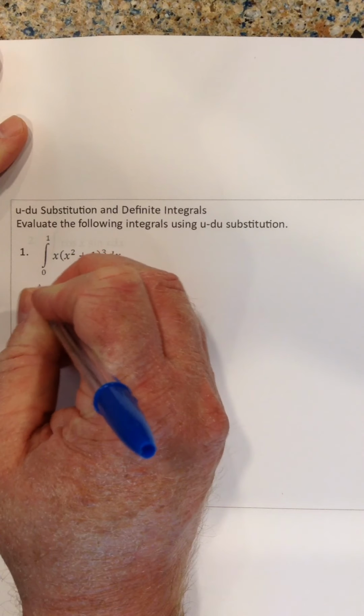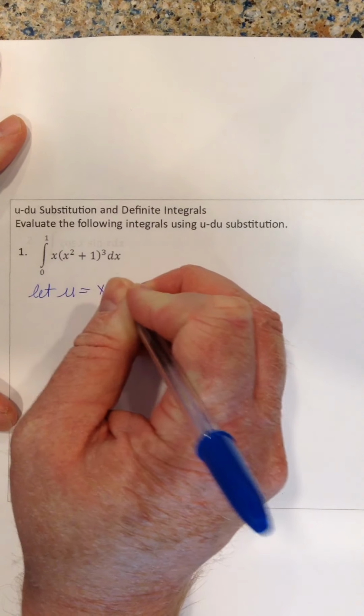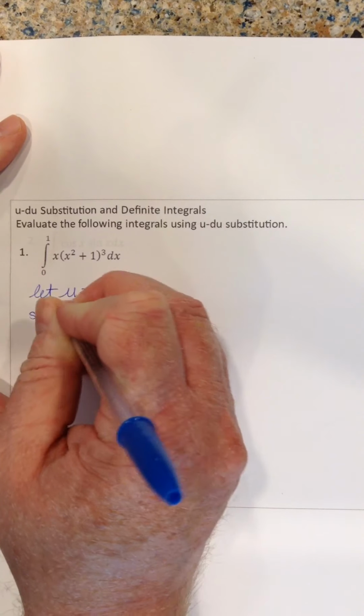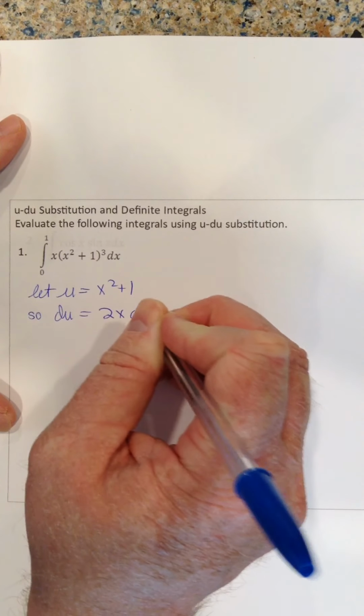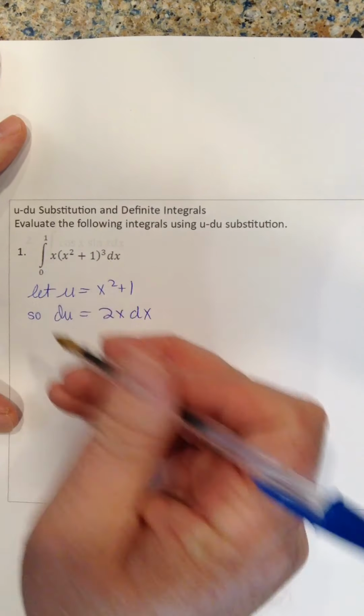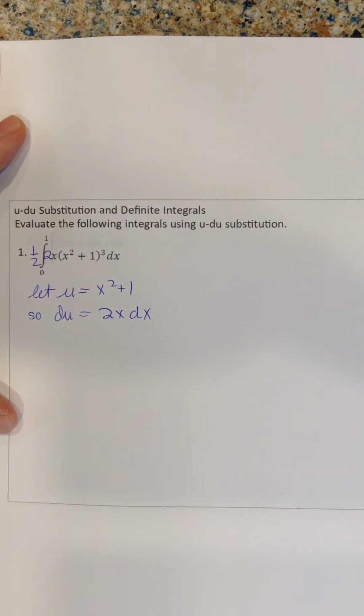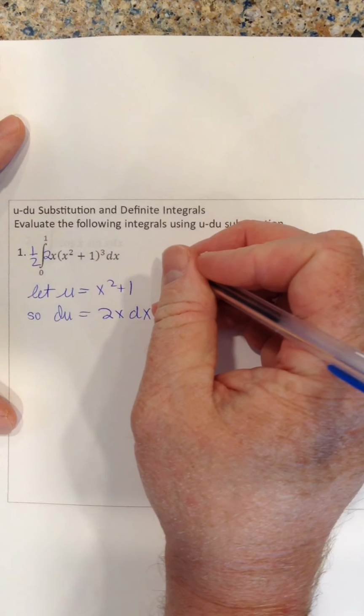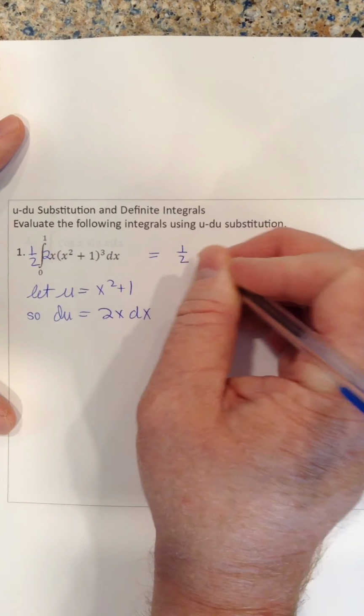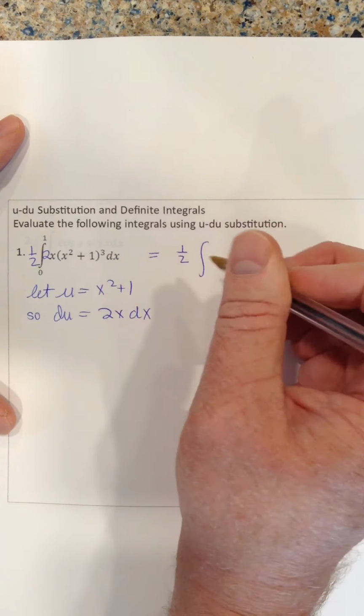All right, so I'm going to let u equal x squared plus 1. So du would have to be 2x dx. Well, I have an x dx. I'm going to put a 2 here and a 1/2 outside to balance it, because half of 2 is 1, and multiplying by 1 does not change a value. So I'm going to have 1/2 integral, and just for memory, this is du, and this on the inside is u. So I get u cubed du.